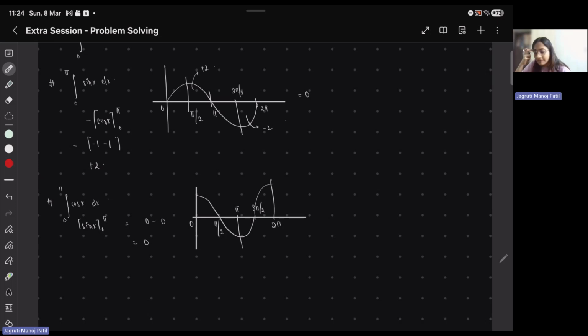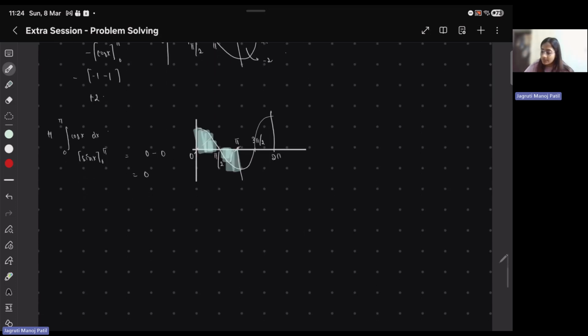Okay, cos is an even function in this case. So we're trying to evaluate cos from 0 to pi. From 0 to pi, you have this half right here, and this half right here, which are symmetric to each other. Hence, they cancel out each other. Hence, it's 0. Okay.